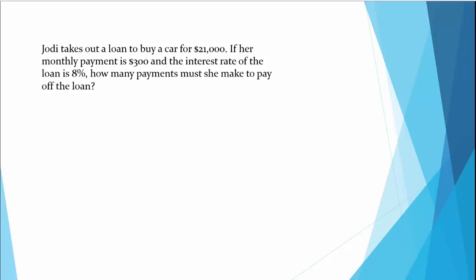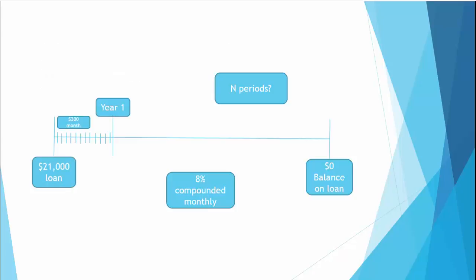Jody takes out a loan to buy a car for $21,000. If her monthly payment is $300 and the interest rate of the loan is 8%, how many payments must she make to pay the loan off? First, draw a timeline like the one shown on the slide. Next, identify the key data.